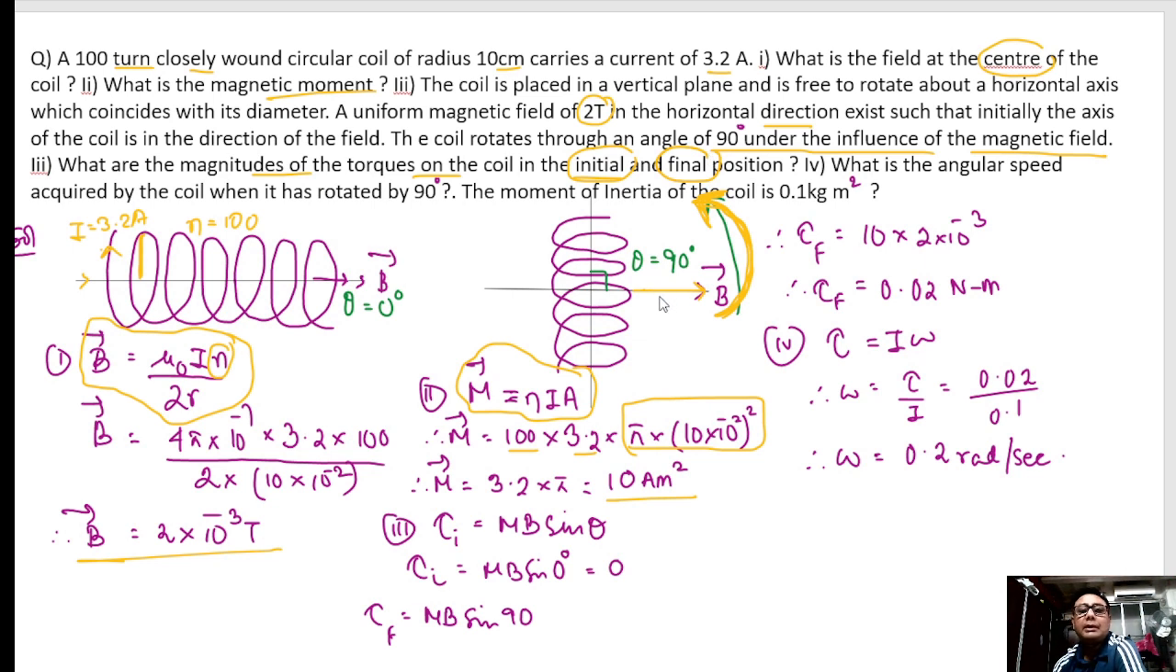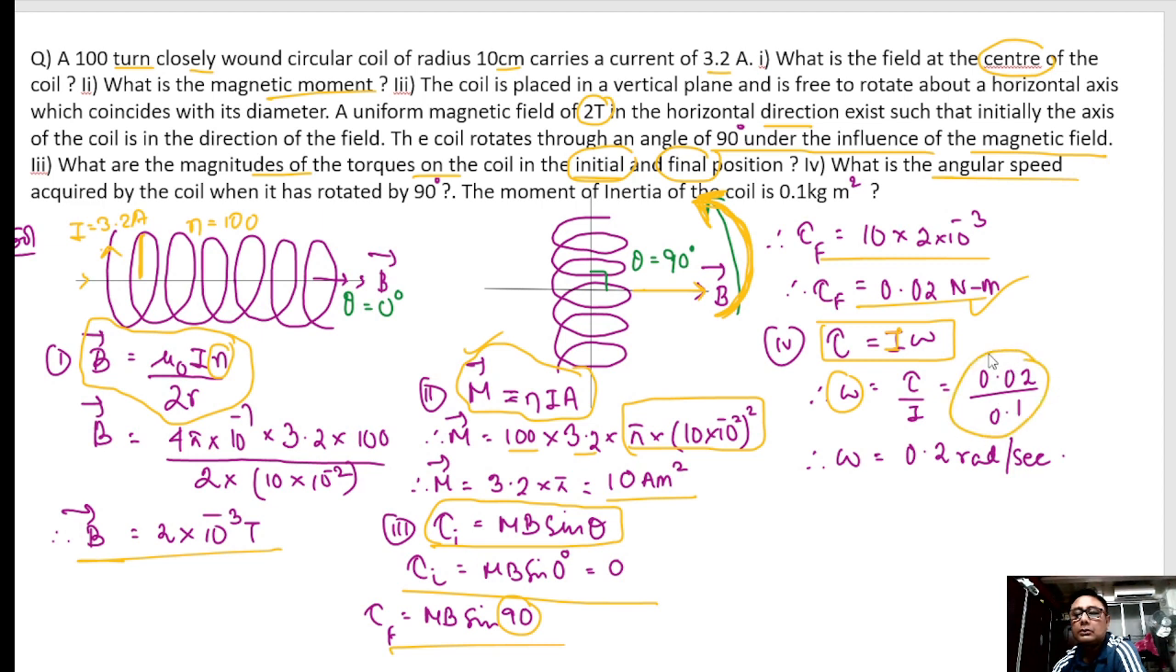Initially, it was making 0 degrees. So this was the formula of the torque acting: sine 0. So the initial torque acting was 0, and finally it made 90 degrees. So the final torque acting will be this, where M is the magnetic moment, which we already calculated. This is the final torque. Now they are asking for the angular speed. We know torque is equal to I omega, where I is the moment of inertia, which is given to us. So omega is torque by I. So we calculate it, it is this much radians per second.